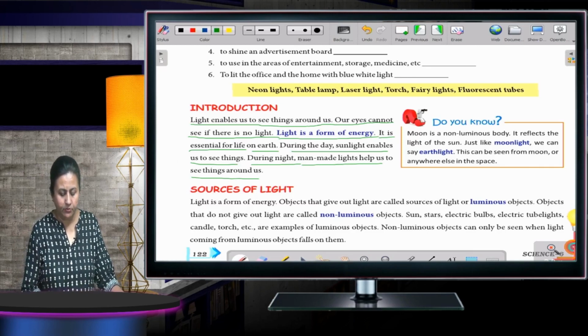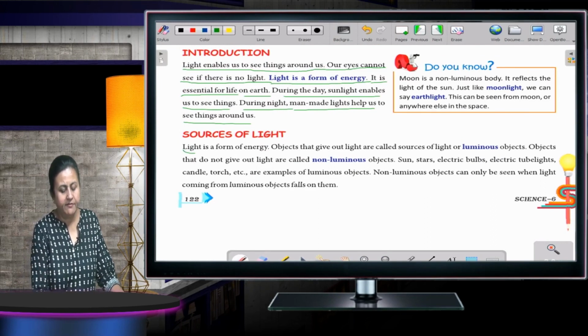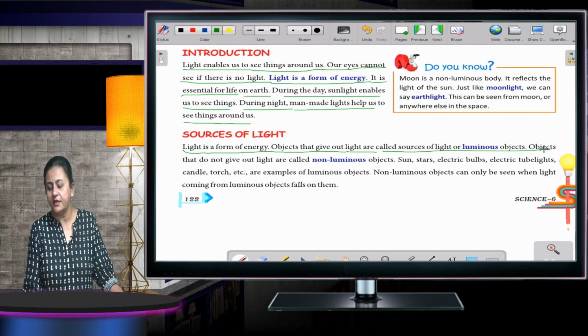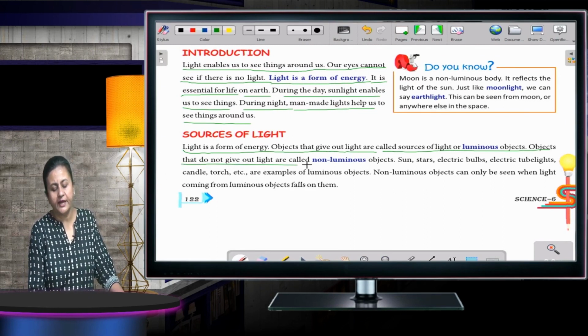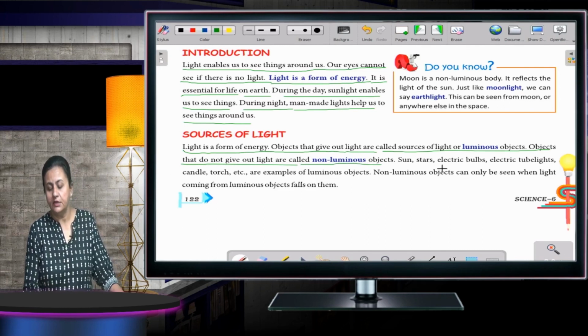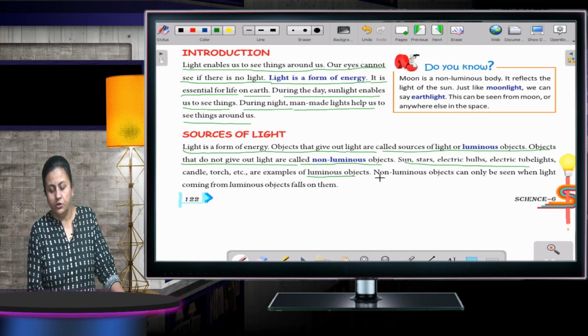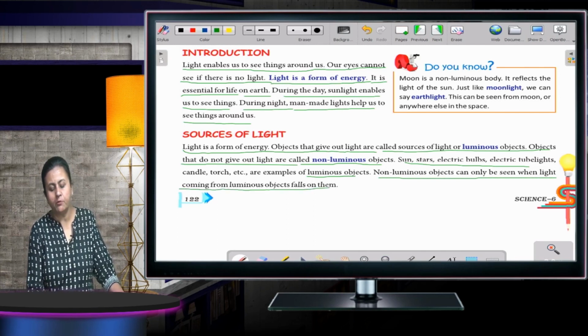Okay, now different sources of light. Light is a form of energy. Objects that give out light are called luminous objects. On the other hand, objects which do not give out their own light are called non-luminous objects. Sun, stars, electric bulb are all luminous objects, and non-luminous objects can only be seen when light coming from luminous objects fall on them.